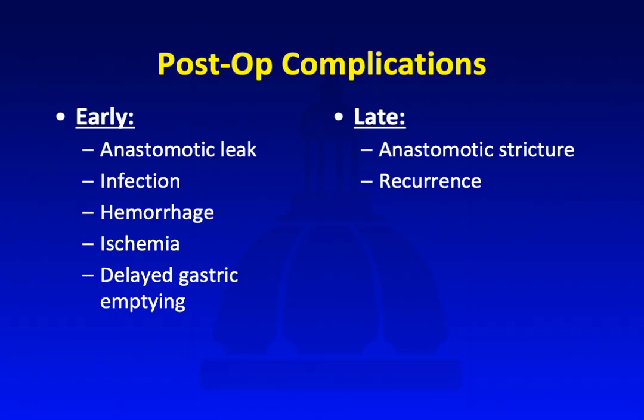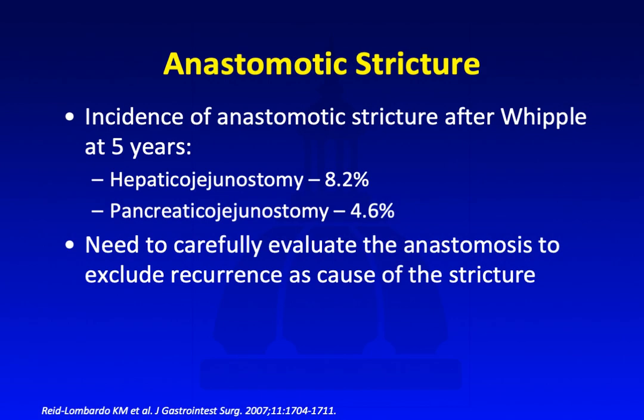So we have reviewed some of these early postoperative complications that usually occur while the patient is still in the hospital. And now we'll switch gears and talk about some of the later postoperative complications, including anastomotic stricture and recurrence. The incidence of anastomotic stricture after Whipple at 5 years is fairly low, about 8% at the hepatico-jejunostomy and 5% at the pancreatico-jejunostomy. But anytime we see a post-op anastomotic stricture, we need to look at the anastomosis very carefully to exclude recurrence as the cause of a stricture.